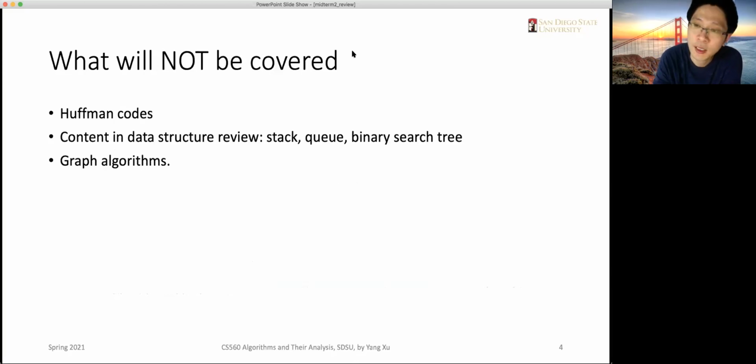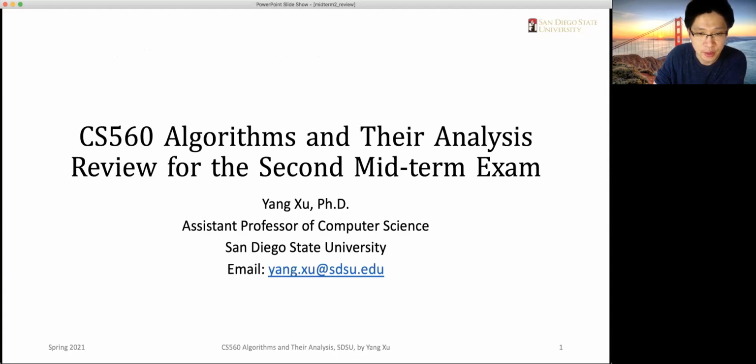I know there's a chapter for greedy algorithms, which covers Huffman codes and activity selection. Basically these problems will not be covered. Since last week we spent 2 lectures on the basic data structure review, including the stack, queue, binary search tree, and disjoint sets, these will not appear in the second midterm. And because we will start talking about graph algorithms today after this review, everything related to graph algorithms will not be part of the second midterm. I think that's pretty much the plan.